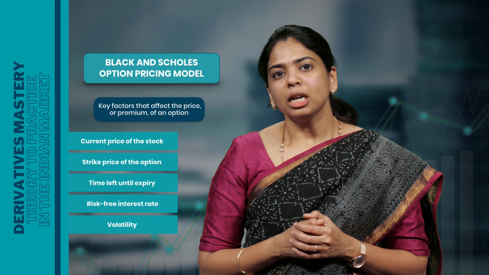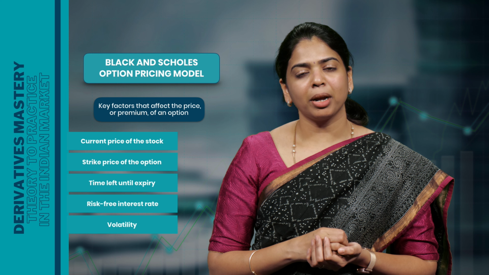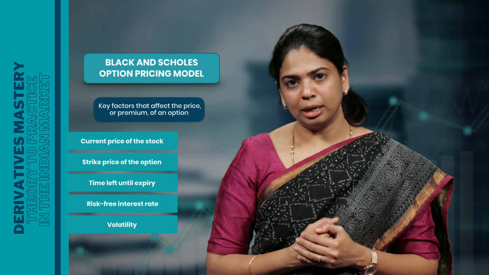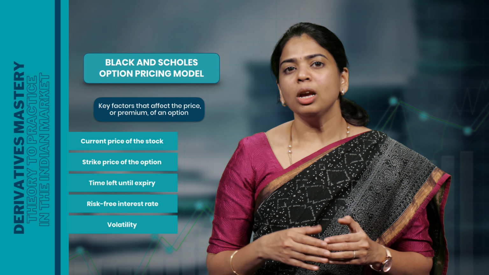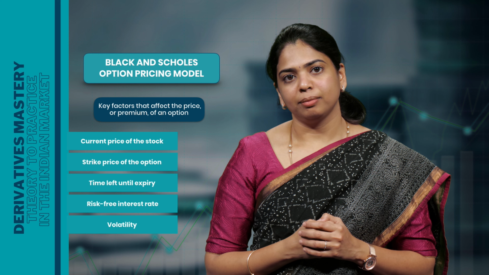So in summary, the price of an option depends on the stock's current price, the strike price, time until expiry, the risk-free interest rate, and volatility. Understanding these factors helps us see why option premiums vary and how they are calculated.